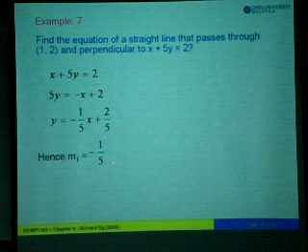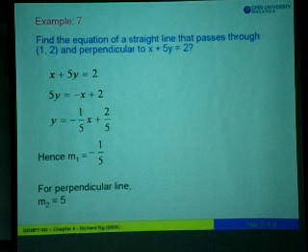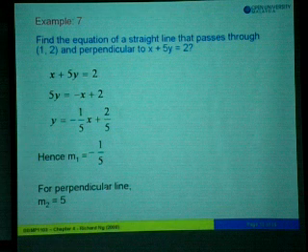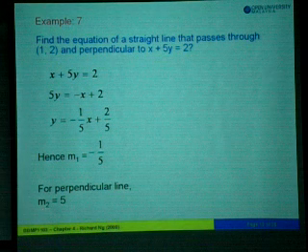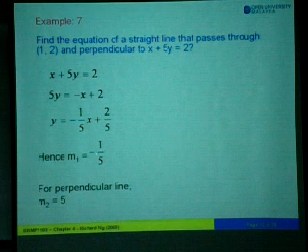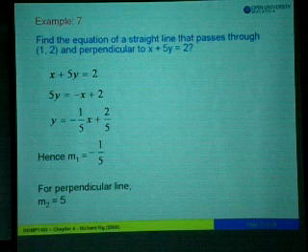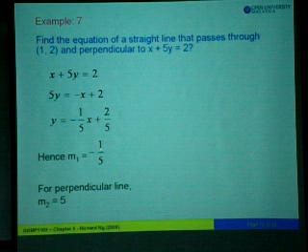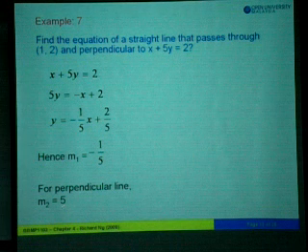So since this is perpendicular, the next step is to find the gradient of the perpendicular line. Yeah? So if this is -1/5, then m2 will be equal to 5, because m1 times m2 must be equal to -1. So therefore, if m1 equals -1/5, then m2 will be equal to +5.